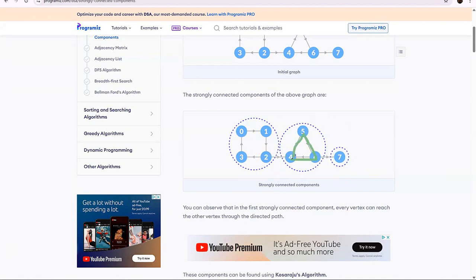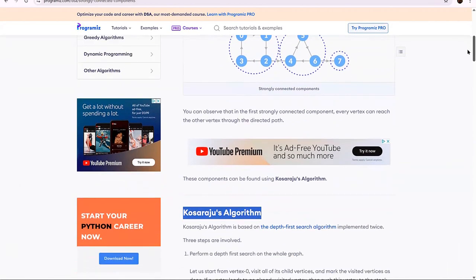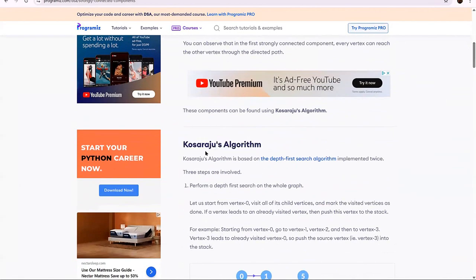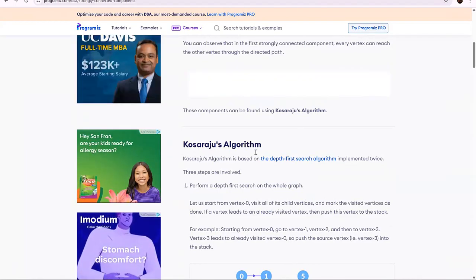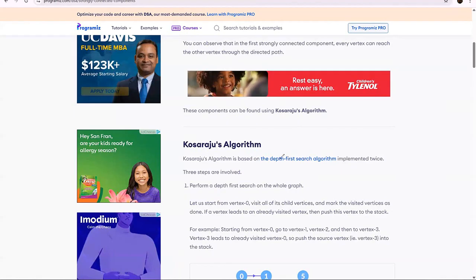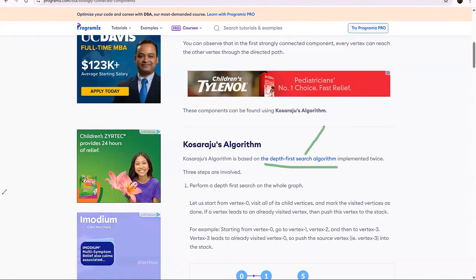Otherwise, you would have a circle, and then there is a two-way path from one node to the other, if it is a directed graph. Then there's an algorithm called the Kosaraju algorithm. It's based on the depth-first searching algorithm, and it can perform this task.